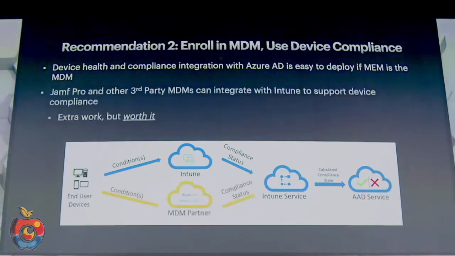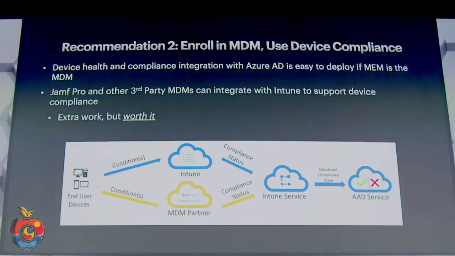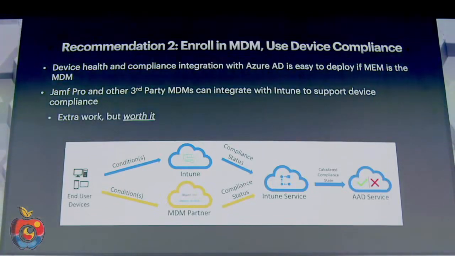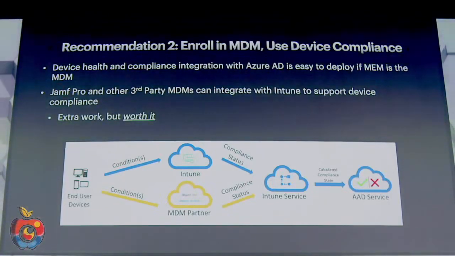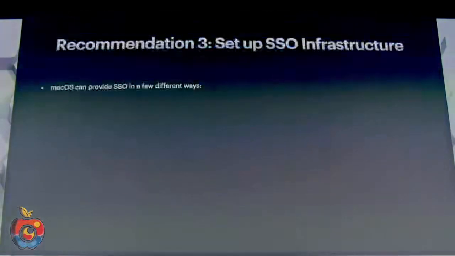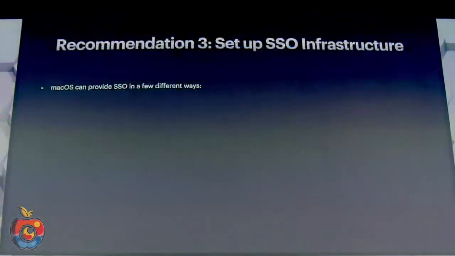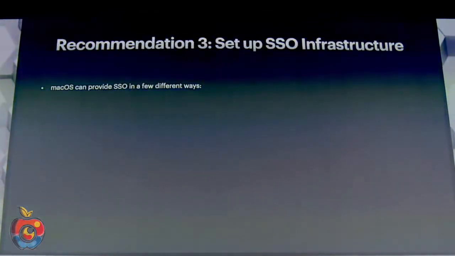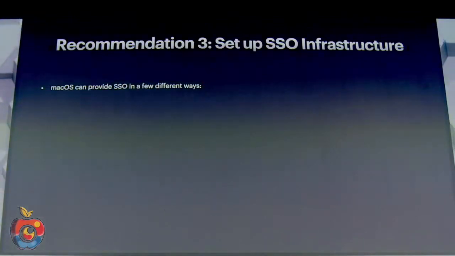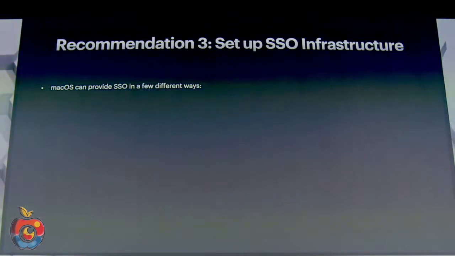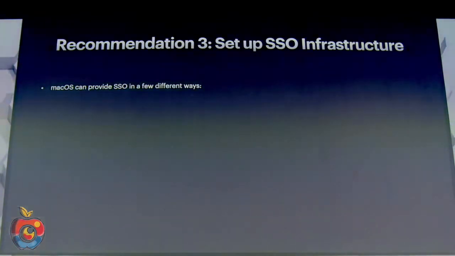If you use another MDM, it's really simple as well. There's basically an API in the Intune service that your MDM can integrate with, and it can report the same information. So from the identity perspective, you've got to do one of these two things. The other thing that MDM enrollment allows you to do is to set up your SSO infrastructure. And this is really what we need a lot of customers to do in order to improve the end user experience portion of security on macOS.